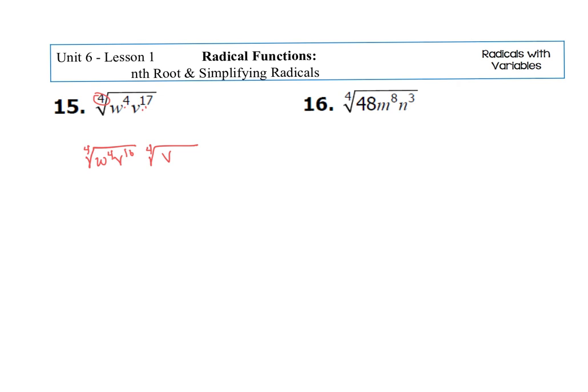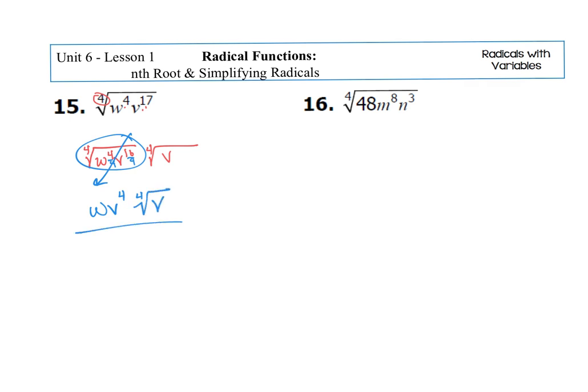So then we 4th root everything in the radical. So divide their exponents by 4 to let them out. 4 divided by 4 is 1. So we have one w on the outside. For v, 16 divided by 4 is 4. So 4 v's came out. Our little remainder part was the 4th root of 1v.